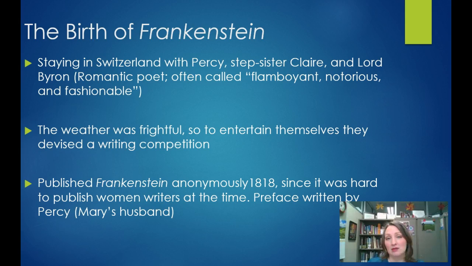Unfortunately, at the time, women were not able to publish literature. It was frowned upon for women to be writers. And so the first publication of Mary Shelley's Frankenstein was published anonymously. When it was found out later that Mary Shelley was indeed a woman, because people did not react well initially to Frankenstein and the idea that somebody would have the audacity to play God, when they found out that she was a woman writing this, the outrage was even greater.